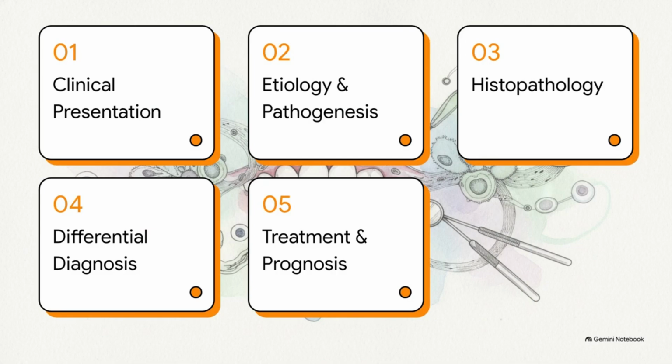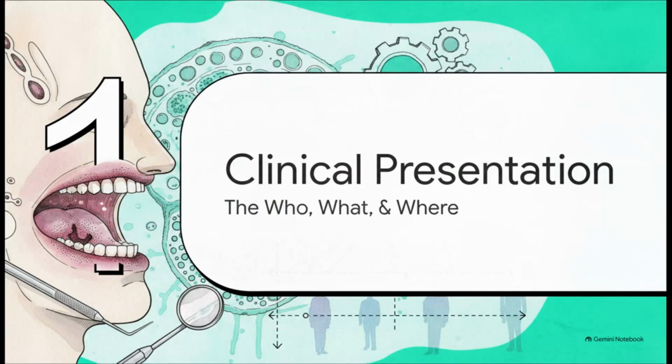We have a very clear path to clinical mastery today. Here is the agenda. First, clinical presentation, then etiology and pathogenesis, followed by histopathology and immunopathology, differential diagnosis, and finally, treatment and prognosis. Section 1.